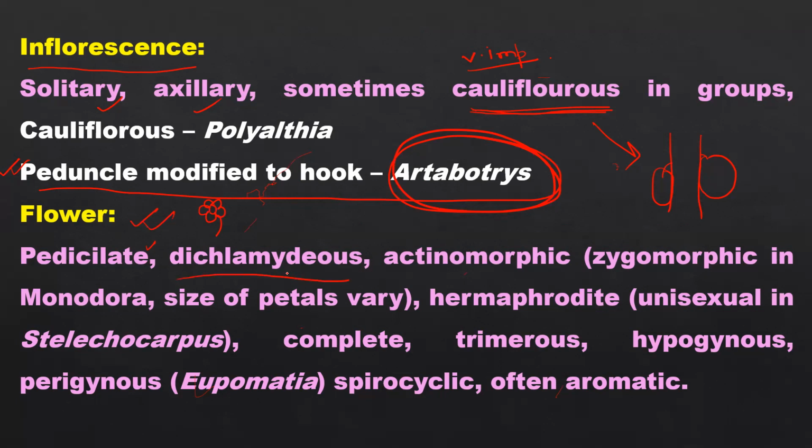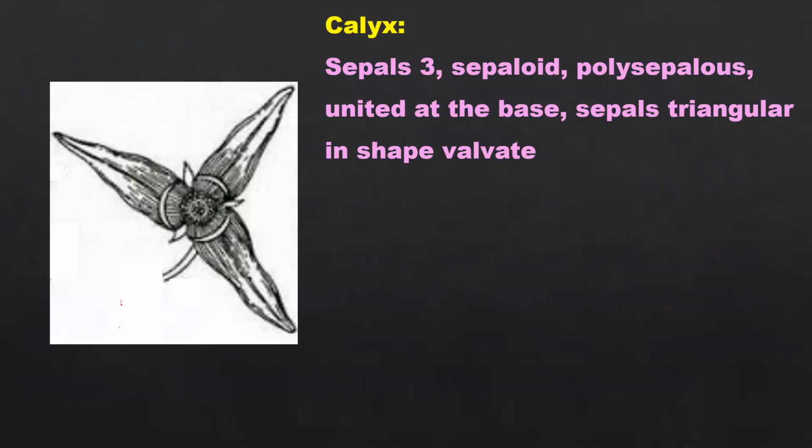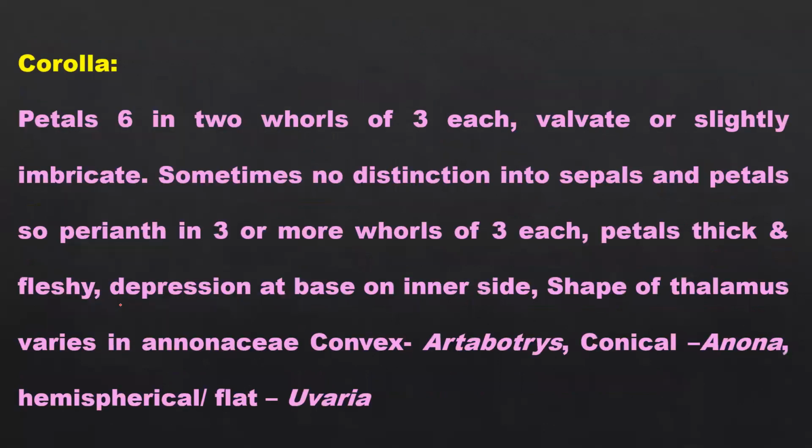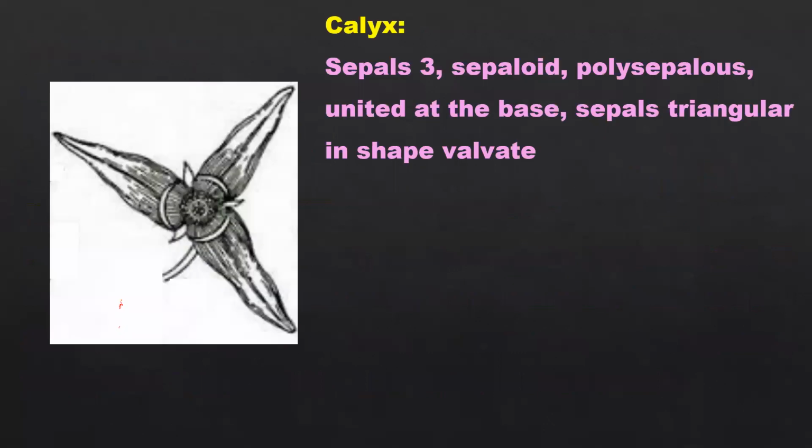Dichlamydeous. Calyx, corolla, both are present. Actinomorphic. Generally, most of them are actinomorphic, but this one, Monodora, is zygomorphic. Why is it zygomorphic? The petals vary in their size. This is due to the difference in the size of the petals.